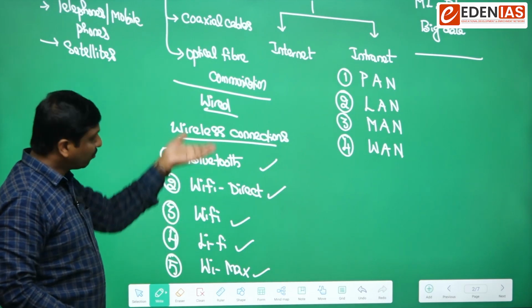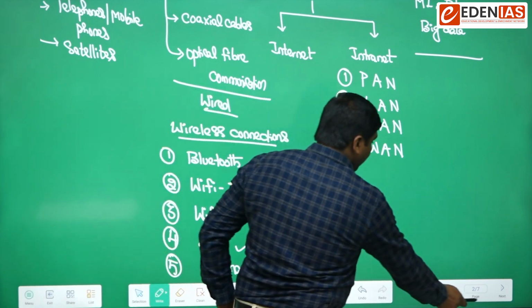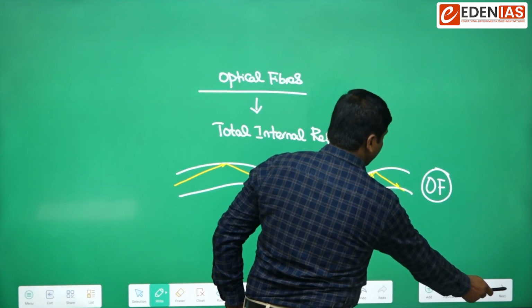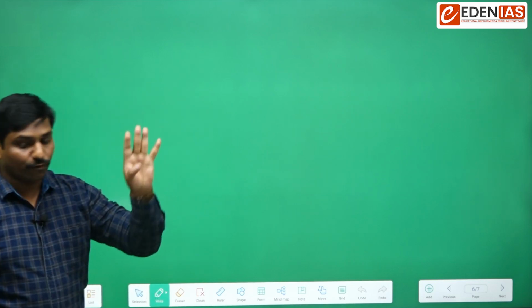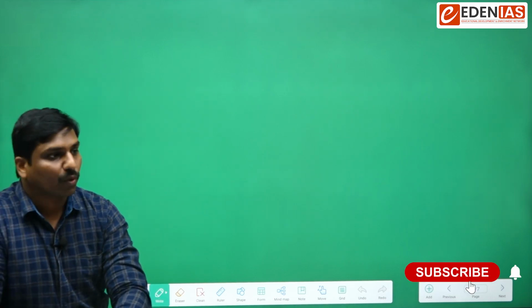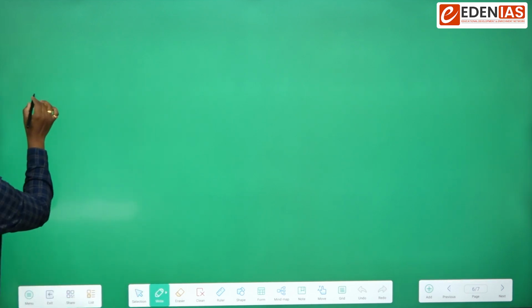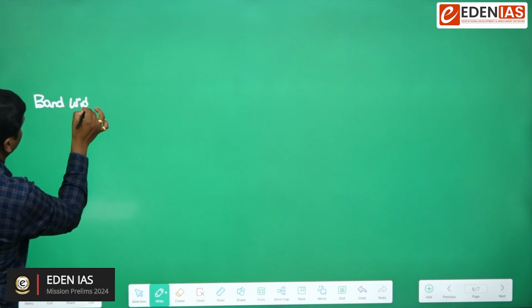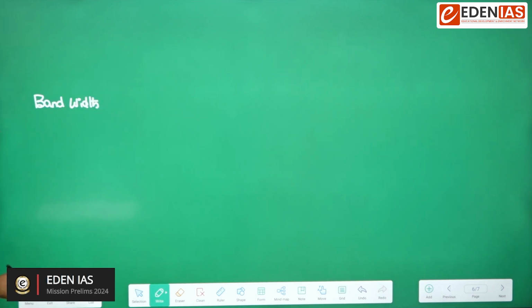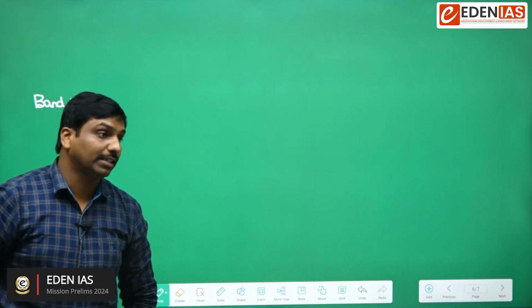Wireless connections. Let's proceed with this and try to understand what they are. For all wireless network transmissions, you have to focus on four important aspects. First, bandwidth, or you can say frequency. After bandwidth, the next important thing is speed of the transmission.